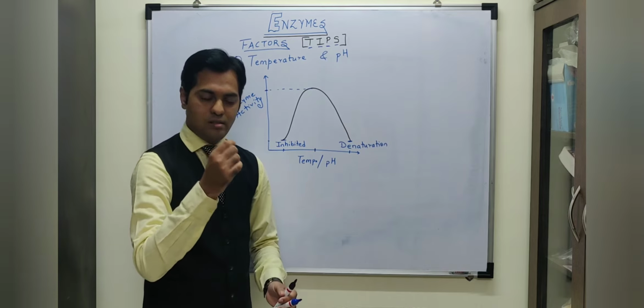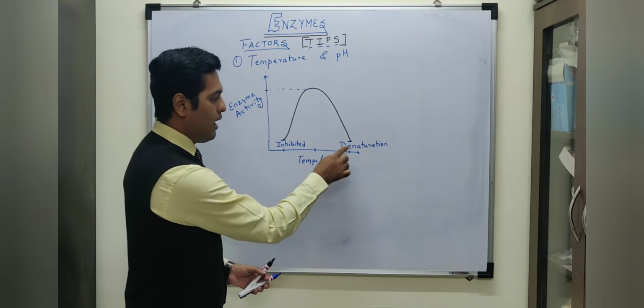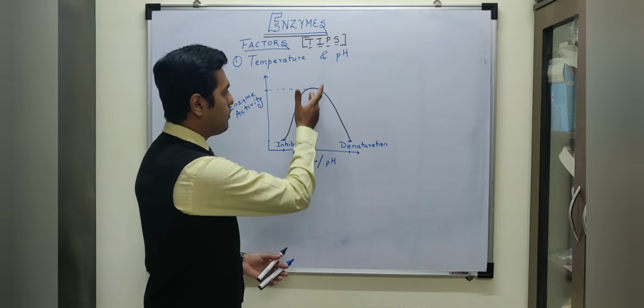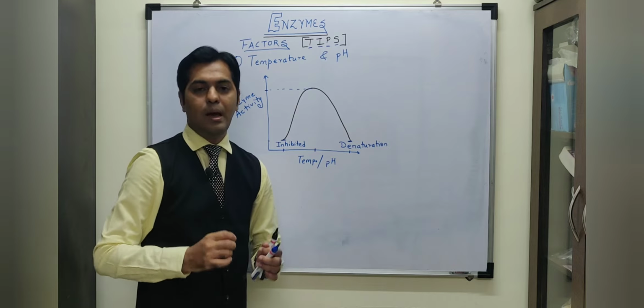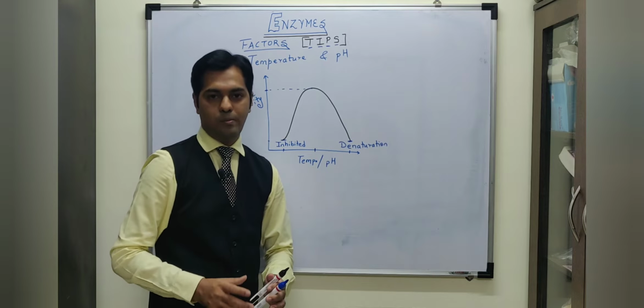A similar thing also appears for the pH. At low pH and high pH, the enzyme activity is going to be low. Only at moderate pH, which is known as the optimum pH, the enzyme activity is going to be the maximum. That pH we usually consider to be around the neutral pH.